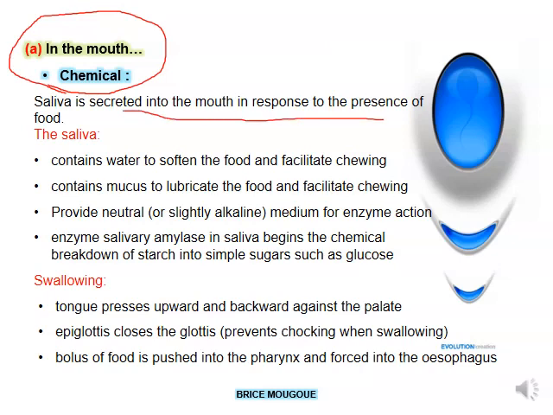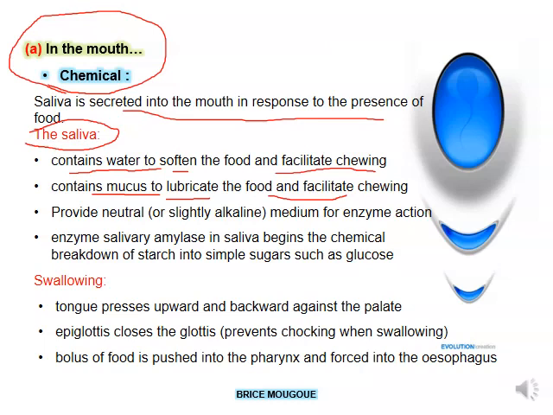Now, what does the saliva contain and why is the saliva important? The saliva contains water. Most of saliva is water, so that the food can be softened, can be made wet and not dry. This is to facilitate chewing. Again, remember I said saliva contains mucus. That makes the food to be slimy so that it can lubricate the food, again to facilitate chewing and even swallowing.